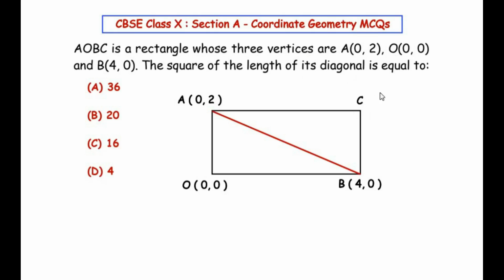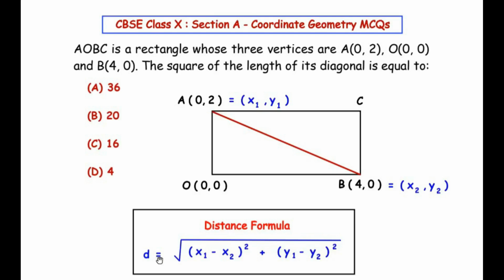Now as we know the coordinates of C is not given, so we can just ignore this diagonal OC. So here we will be concentrating on the diagonal AB. So AB is the diagonal of the rectangle AOBC. And here we need to find out the square of the length. And since the length is mentioned, we are going to make use of the distance formula, which is D is equal to square root of x1 minus x2 the whole square plus y1 minus y2 the whole square. Now here we have considered the coordinates of A as x1, y1 and the coordinates of B as x2, y2.